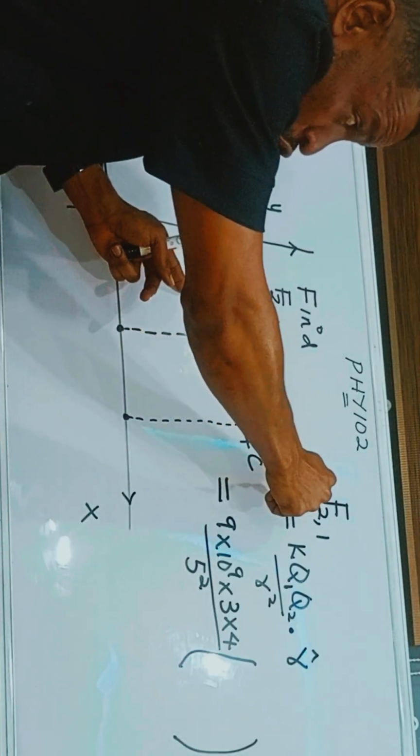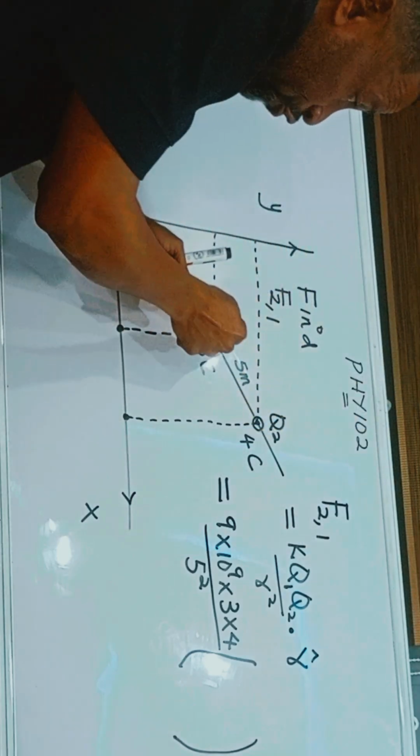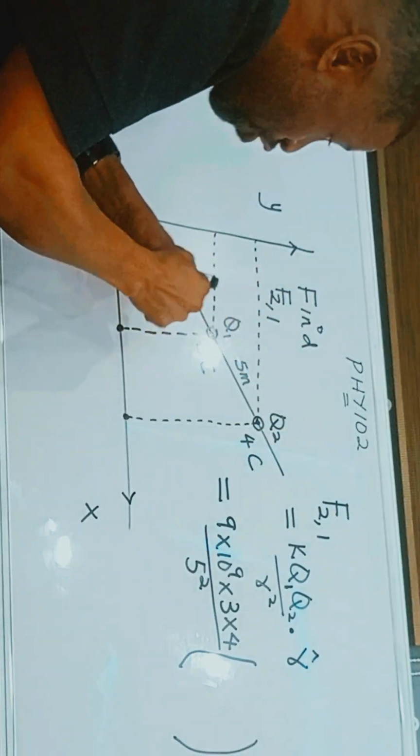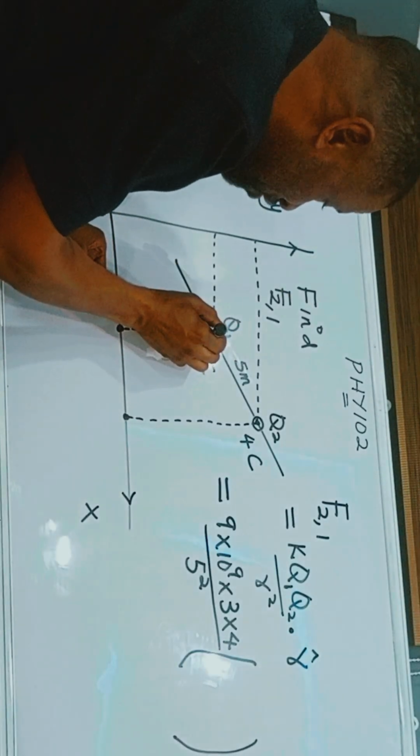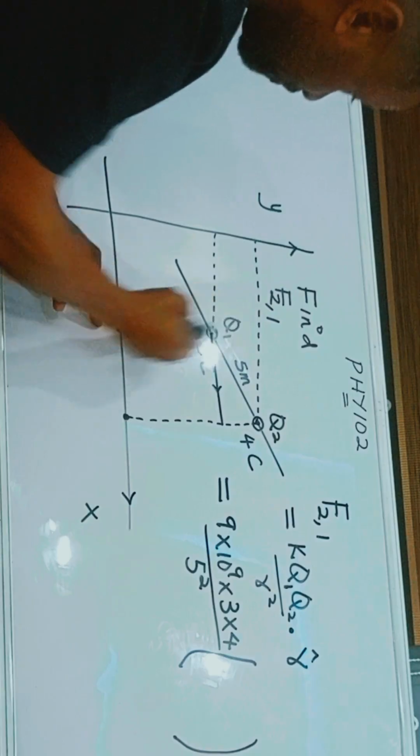Because they say force on 2, that means you want to exert the force on 2 from 1. So you're moving from 1 to 2, but do not move along the ladder. Move in a coordinate system. First, you move horizontally like this. You cover a displacement of.